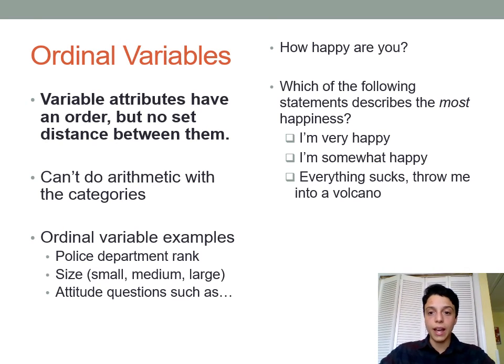So if you're looking at a variable and you're trying to decide whether it's ordinal, you want to check whether you can put the categories in order, and then you want to check whether they're numerical, or whether you can do math with them, in other words. So in this case, we can definitely put our attributes in order here, but we can't do math with them. And these rules would apply to the other examples there as well.